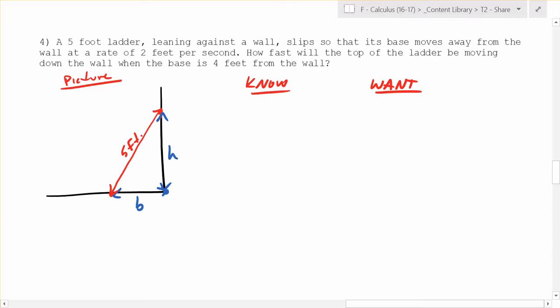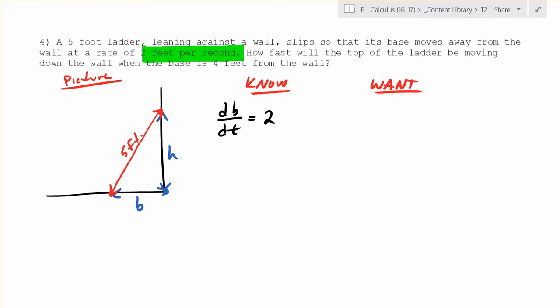So if we have those labels, you have to do a few things concurrently here. If we've labeled that, what's one thing we know? Yeah, Noah. The base of the ladder is moving away from the wall at a rate of 2 feet per second. How is that going to be notated with the letters that I have up there? dB/dt is 2. Okay, great. Excellent.